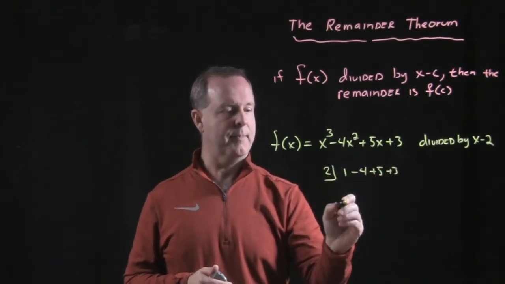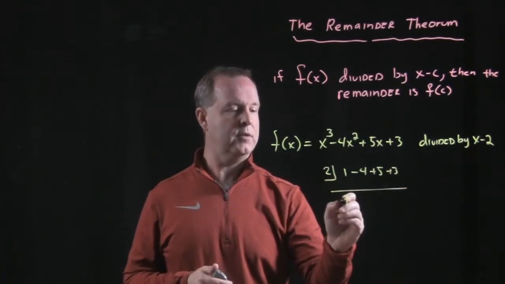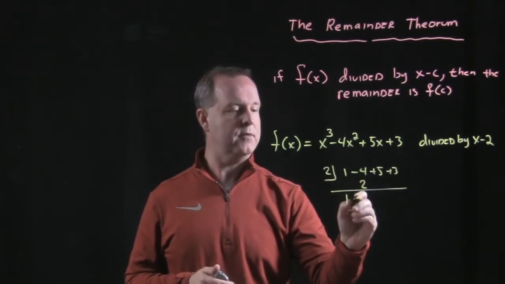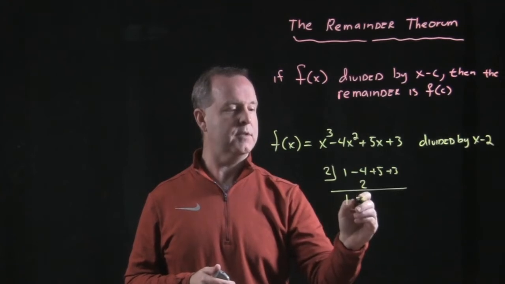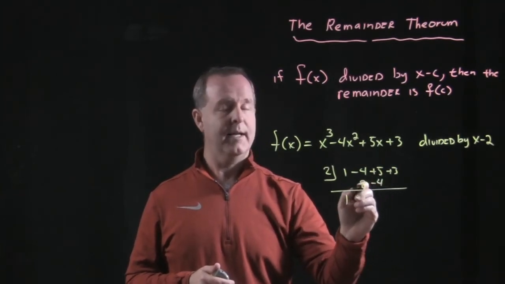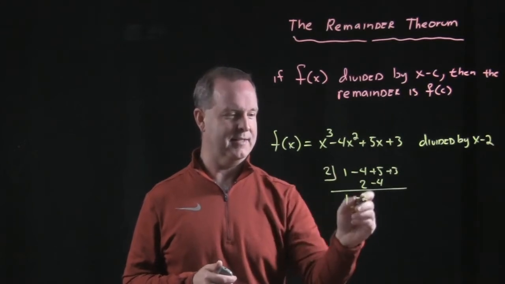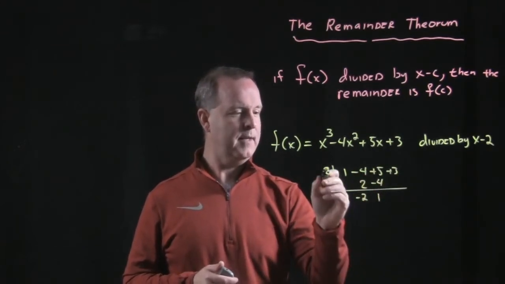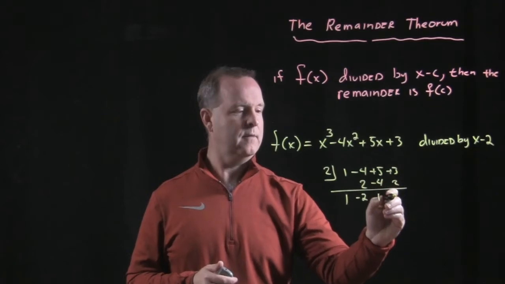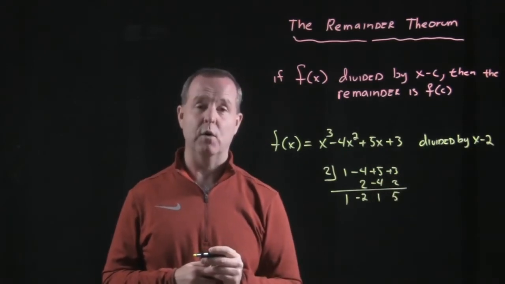Synthetic division works by dropping down the 1. 2 times 1 is a 2. Add those. Negative 2. 2 times negative 2 is a negative 4. It's so easy, I have to be careful. I might make a mistake just because of how easy it is. Becomes a 1. 2 times 1 is a 2. And I have a 5 left over.